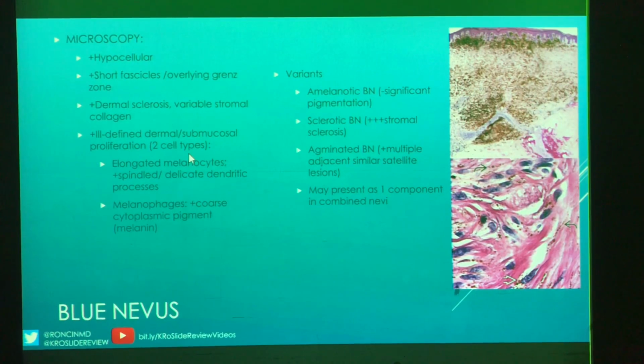So the two cell types that we noticed in our case, and these are the cell types that you need to notice, are those very elongated spindled melanocytes. We didn't really appreciate the dendritic processes, and this is because it was so heavily pigmented, but we did see lots of those melanophages. So again, they have that very coarse cytoplasmic pigment, so they're very round, plump, and they're going to be very dark, filled with melanin granules.